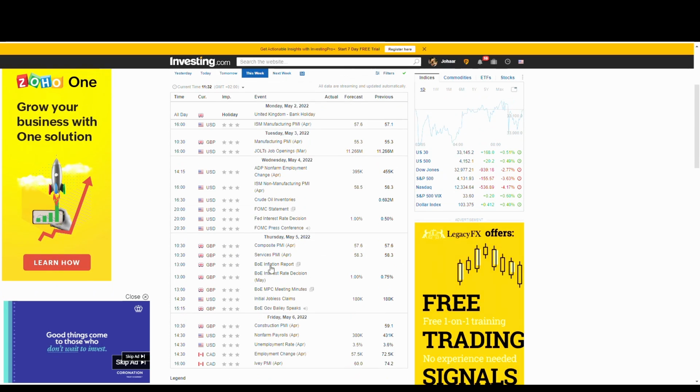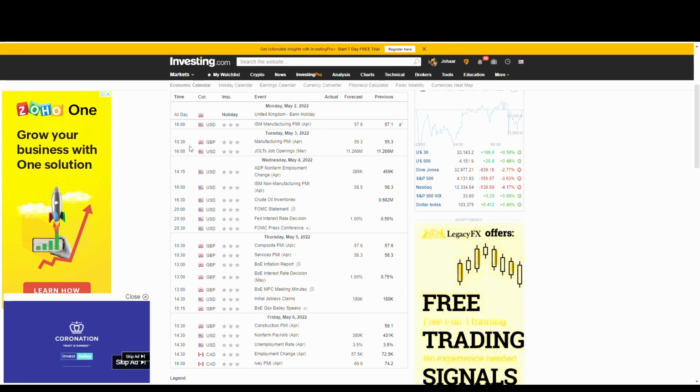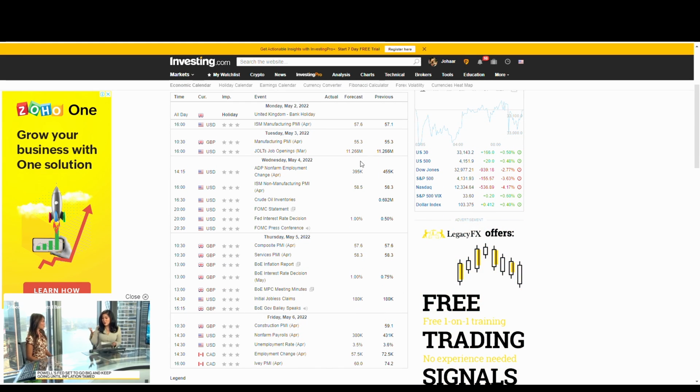As you can see, for us who trade the pound and USD related things, we are in for a cracker of a week. A lot of fundamentally driven things. We need to take note of these things.